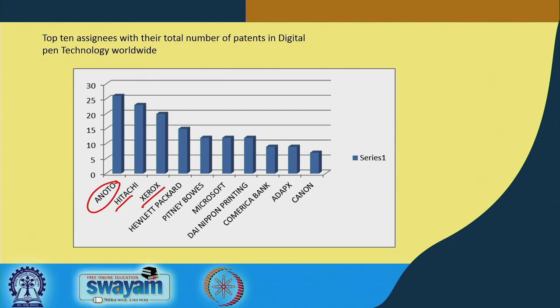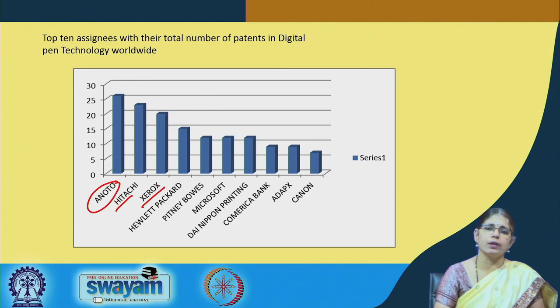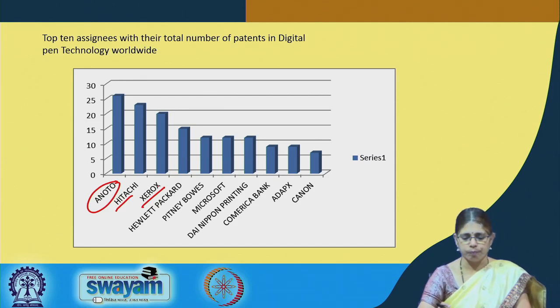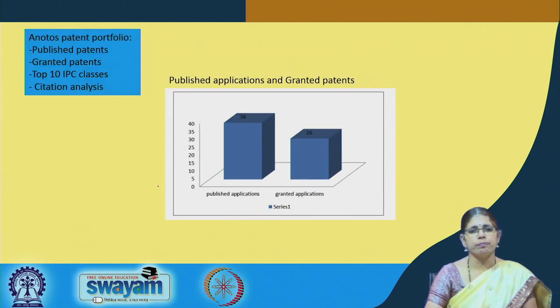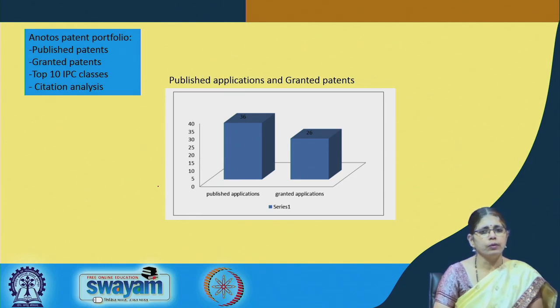It is also important beyond the landscape to understand the growth of the technology in relation to a particular assignee or a set of assignees. And this also forms the part of what we call understanding patent portfolio analysis in relation to a given technology in relation to a particular assignee. So, how do we go about with the patent portfolio analysis?